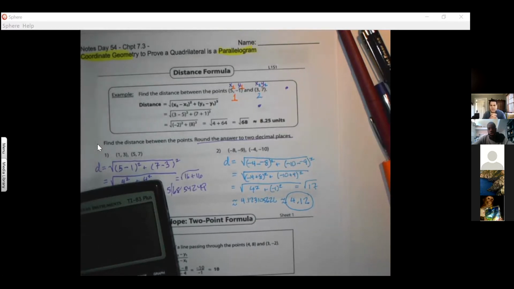And now, please give me a response in the chat. How do you feel about applying the distance formula to find the distance between two points? 5, it's easy, I can do this. 3, kind of makes sense to me, but I need to have the formula in front of me and a calculator and take some focus. 1, I'm struggling with this. This is not easy.